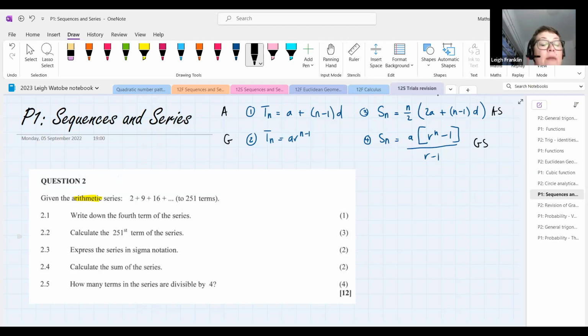All right, so they've given us a series: 2 plus 9 plus 16 to 251 terms. We don't know what any of the terms are beyond the 16, although we could work that out. They want us to write down the fourth term of the series. So what is the fourth term going to be? It's arithmetic, so that means we have a constant difference. What is our difference in this case?